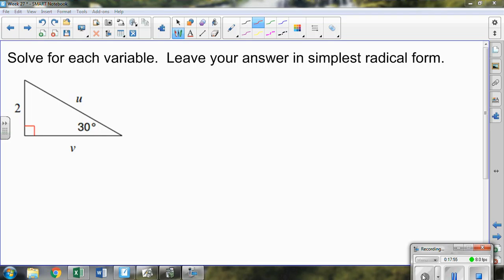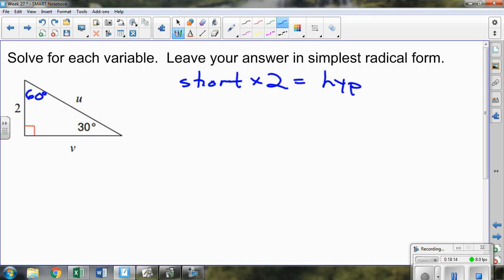Fortunately, this one is going to be a little easier. What type of triangle is it? 45, 45, 90 or 30, 60, 90? Okay. As a 30, 60, 90, we know that the short leg multiplied by 2 will give you the hypotenuse. We also know the short leg multiplied by the square root of 3 will give you the long leg. Those are the two relationships we need to use.